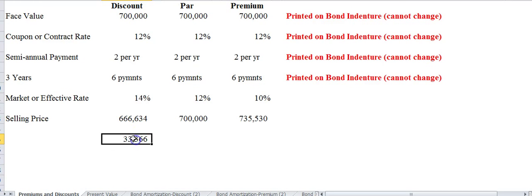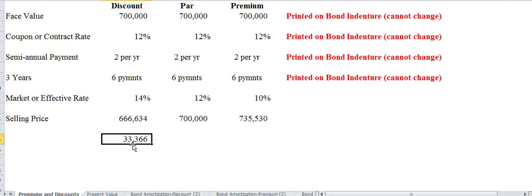So notice how when a bond pays a lower interest rate than the market, it will trade at a discount. What does that mean? It will sell at a price that's lower than its face value. Okay. And so this $33,366 will be included as part of interest expense.